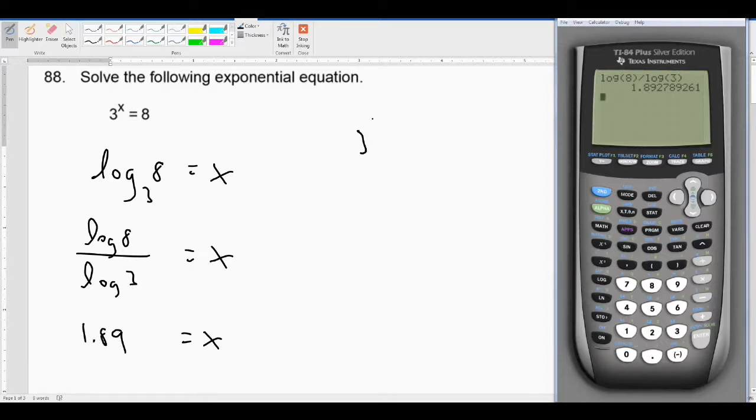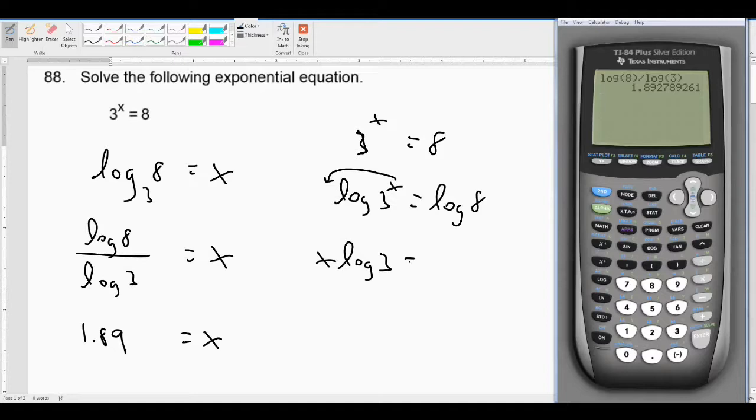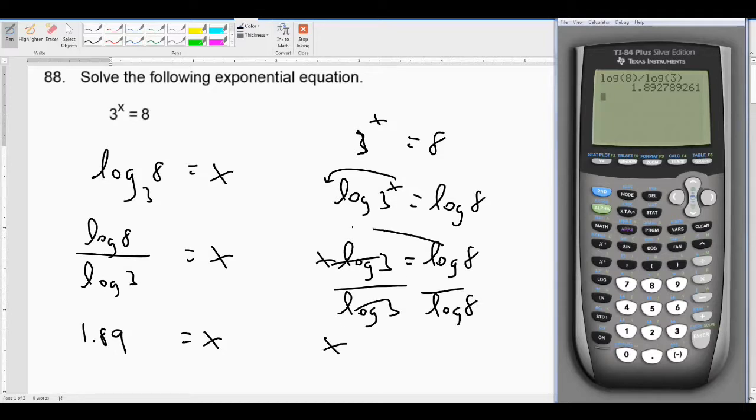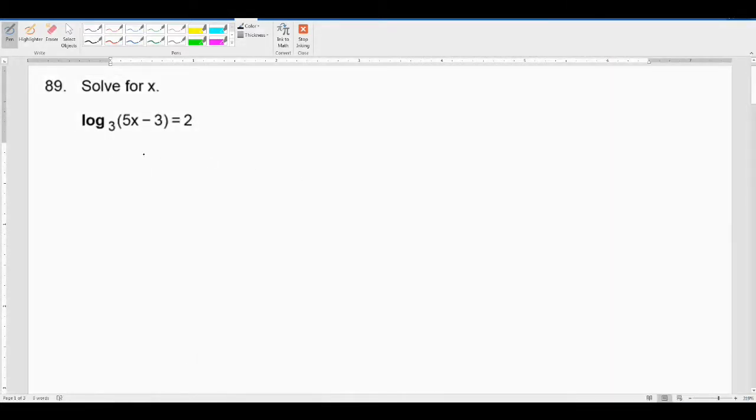Now if you want to, you can also do this. You can take the log of both sides, and then that exponent moves out in front. Then you divide both sides by log 3 to get x by itself. And that's the same thing as that. I've already typed it in, 1.89. So either way is fine. On this problem, it's already in log form. So what I'm going to do is convert it to exponential form.